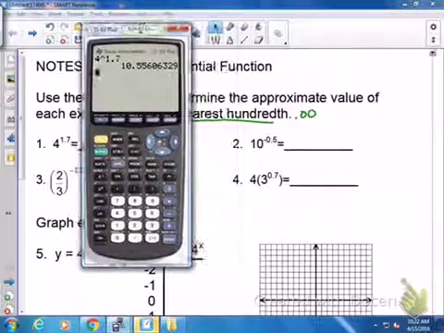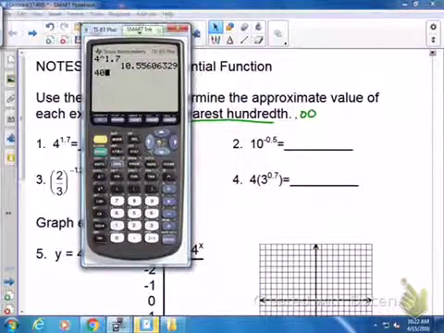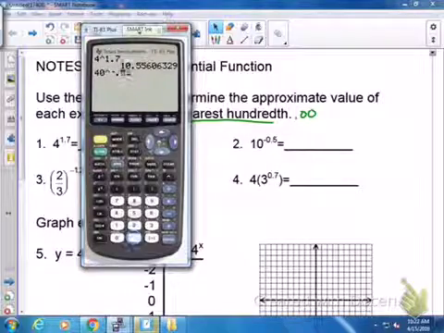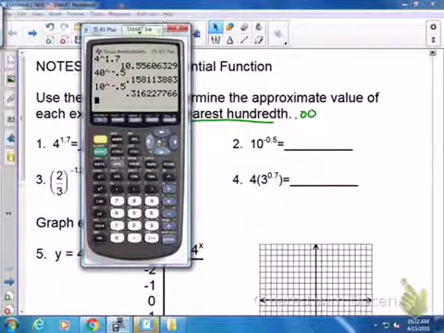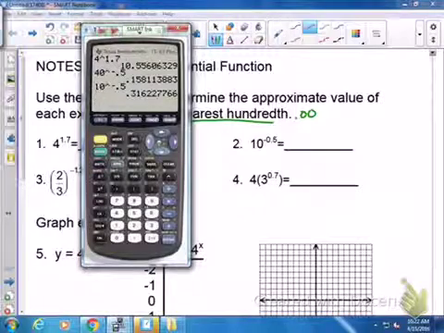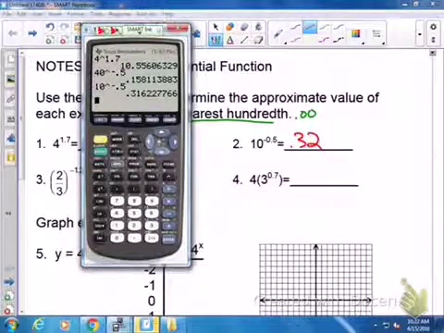Pretty much the same thing. I have 10 to the negative 0.5. How about 10 to the negative 0.5 and hit enter. I got 0.316, so I'm going to put my answer as 0.32.